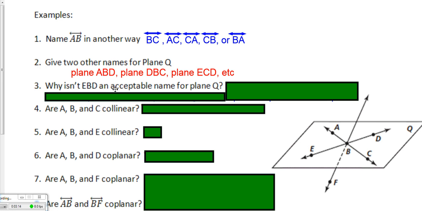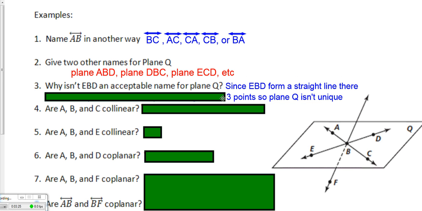Okay? Question number 3 kind of gets at, well, how come we can't use 3 points that are in a straight line? And it'll be kind of weird to think about, so why isn't EBD an acceptable name for plane Q? EBD. And we're going to go over the reason here.